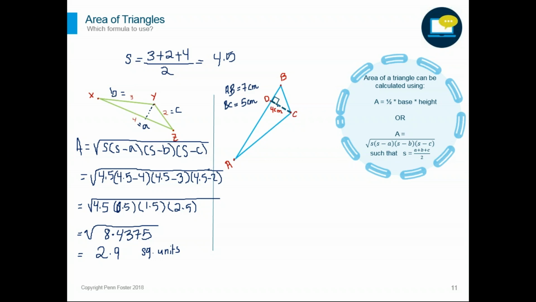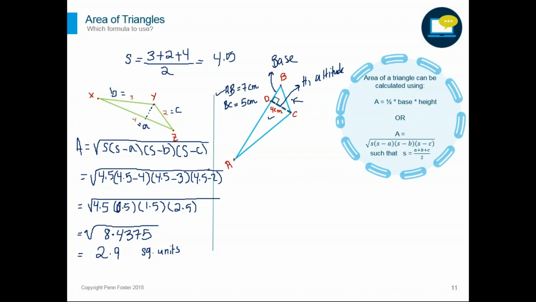So that's why I determined that DC is the height, and AB, because this is the side that is perpendicular to this segment, would be the base of the triangle. So this is the base, and this is the height or the altitude. The formula that is consistent with our givens is the first formula, because the base, which is AB, is given as 7 centimeters. DC is given as 4 centimeters. There is extra information given in this triangle, which is BC, 5 centimeters, and we do not need that.